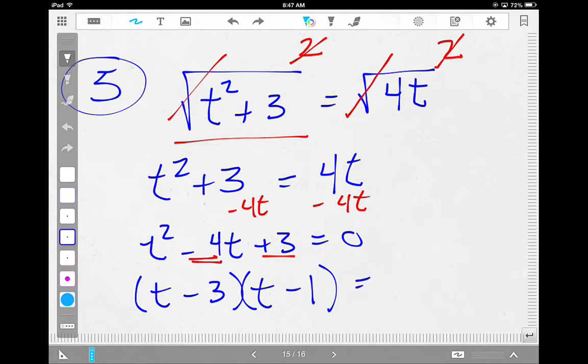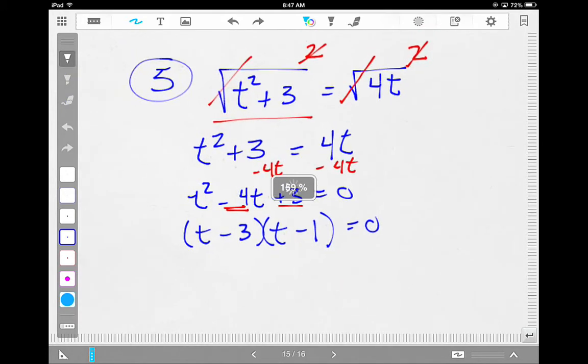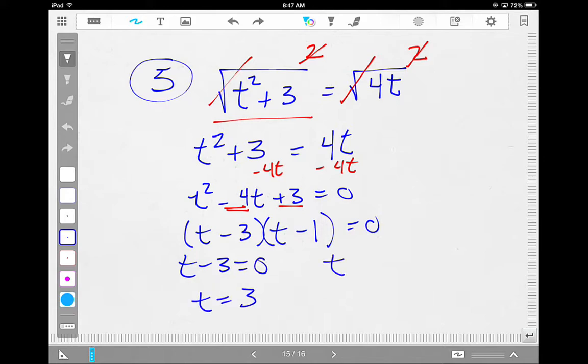So these are my factors, which means my solution is going to be when t minus 3 is 0, which means t would have to be 3, or when t minus 1 is equal to 0, so t must be 1. And here's why it's very important that you check your solution. It's possible that one of these numbers will work and the other one won't. It's possible that both will work, and it's possible that neither one will work. So we have to check. So let's plug these numbers back in. I'm going to start with 3.